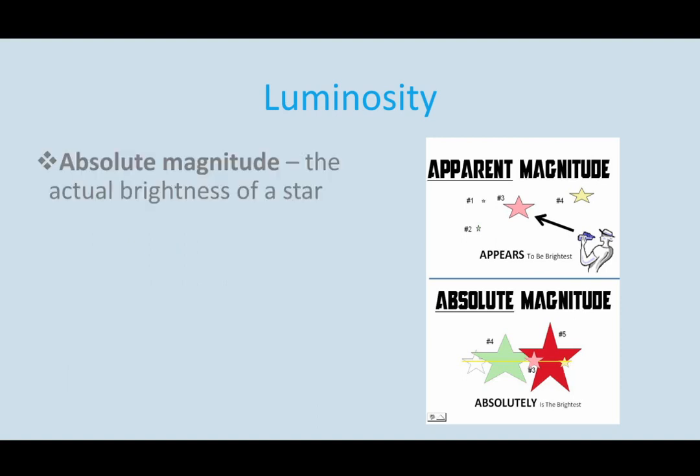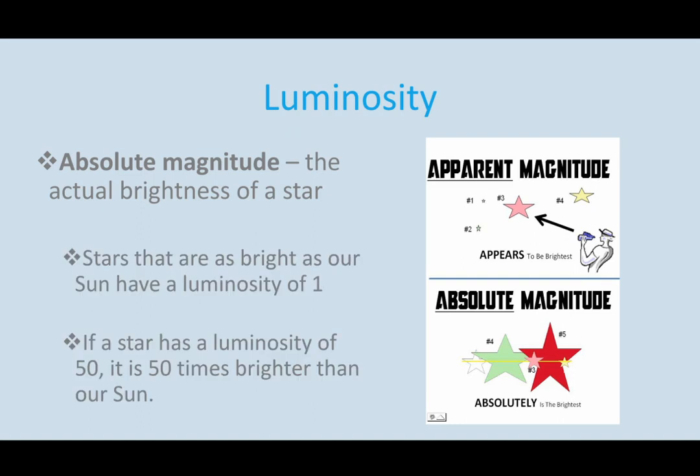However, the absolute magnitude is the actual brightness of a star. And so the absolute magnitude can differ between stars. And it's similar to that example I just mentioned about the flashlight at night. When you're farther away, it doesn't appear as bright, but when you're closer, it is brighter. So basically, stars that are as bright as our sun have a luminosity of 1.